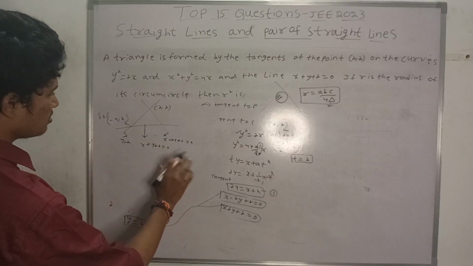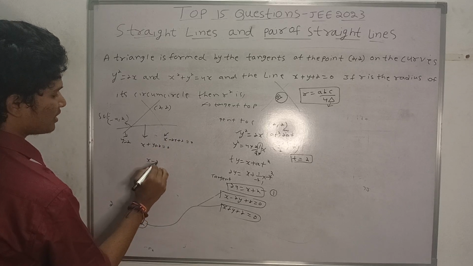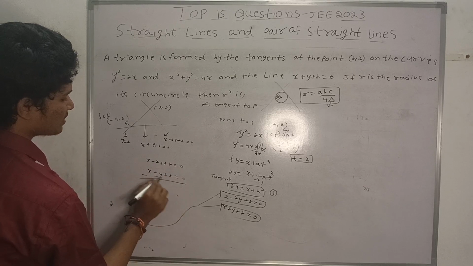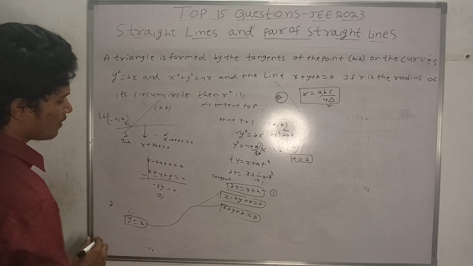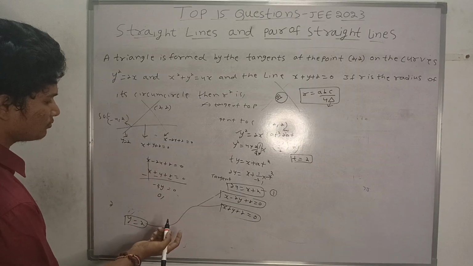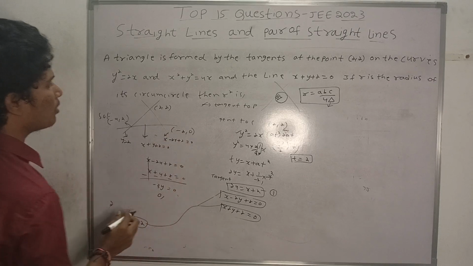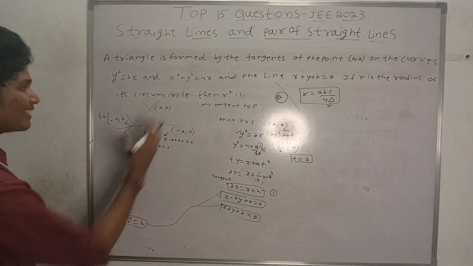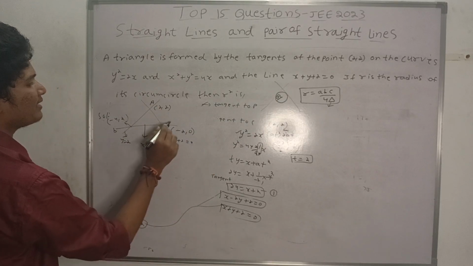Now we have to solve these two equations: x - 2y + 2 = 0 and x + y + 2 = 0. Subtracting, we get -3y = 0, that is y = 0 here. When y = 0, x is -2. So now I got the points. From these I can get the distances here, that is small a, small b, small c. Suppose this is point A, this is point B, this is point C.